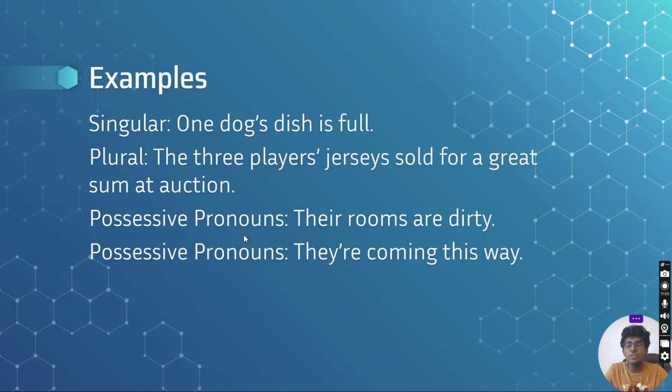And then, for example, for possessive pronouns, like I said: their rooms are dirty. You don't need an apostrophe here. But if you're saying they're coming my way, so they are, then you can use an apostrophe. Typically, is or are, that's when you would be using an apostrophe when you're combining two words together.